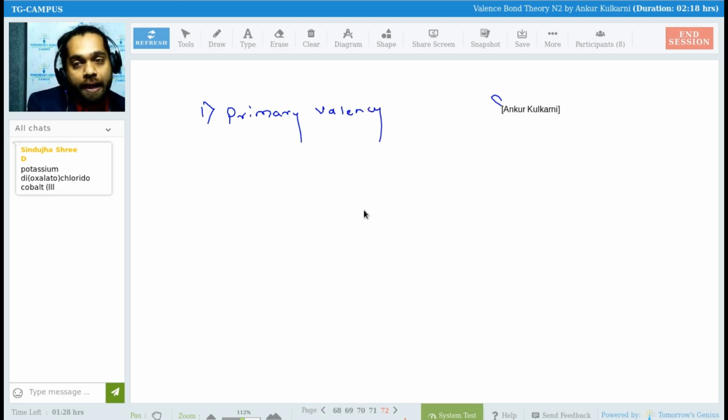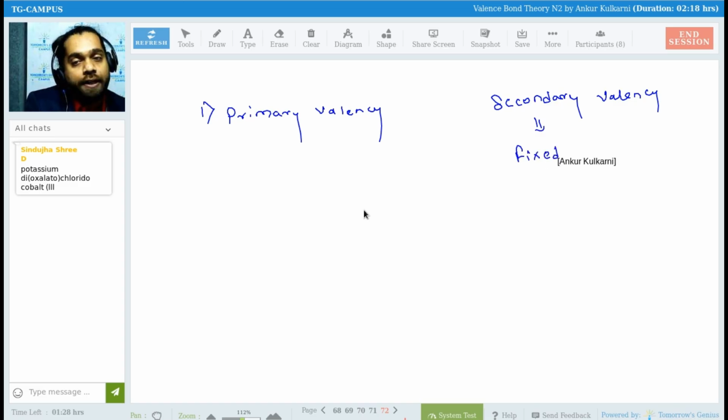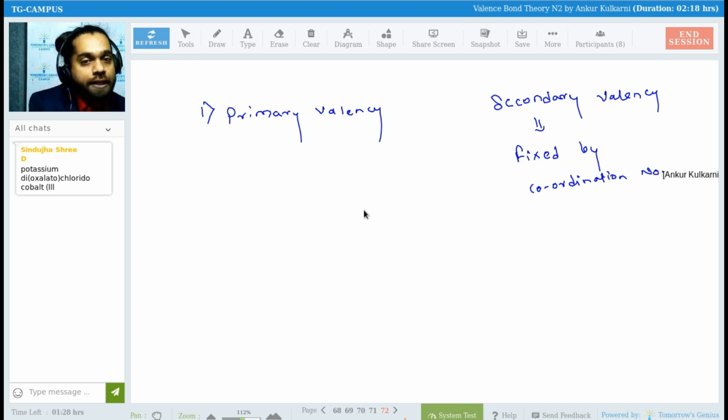Your metal has 2 valencies, the primary valency and the secondary valency. Now, secondary valency is fixed by coordination number. Primary valency is variable. Now, fixed by coordination number means what? Look at this example, cobalt.